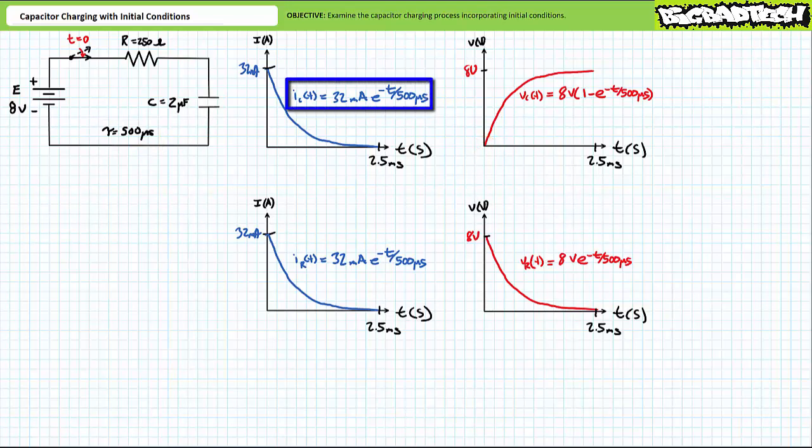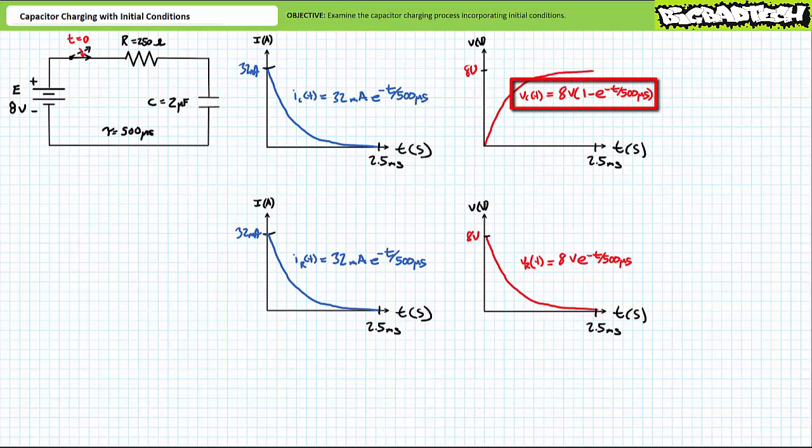When the initial voltage of this capacitor was assumed to be 0 volts, we observed the following properties. Current through the capacitor as a function of time, Ic of t, during the charging process was 32 milliamperes times e to the negative t over 500 microseconds. Current through the capacitor experienced an initial surge of 32 milliamperes and decayed to 0 over 5 time constants or 2.5 milliseconds. Voltage across the capacitor, Vc of t, during the charging process was 8 volts times 1 minus e to the negative t over 500 microseconds. Voltage across the capacitor started out at 0 volts and grew to 8 volts over 5 time constants or 2.5 milliseconds.